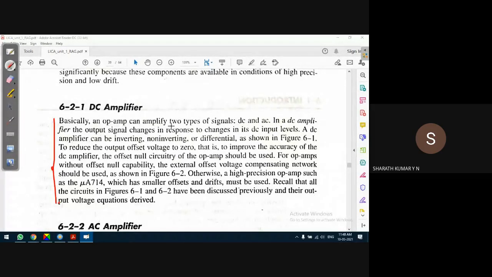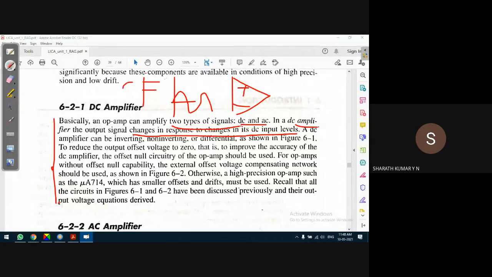An op-amp can amplify two types of signals, that is DC and AC. This we had understood in the earlier class. For an op-amp, we can apply two types of input, either DC or AC. In a DC amplifier, the output signal changes in response to changes in the DC input. So when the DC input changes, the output also changes.